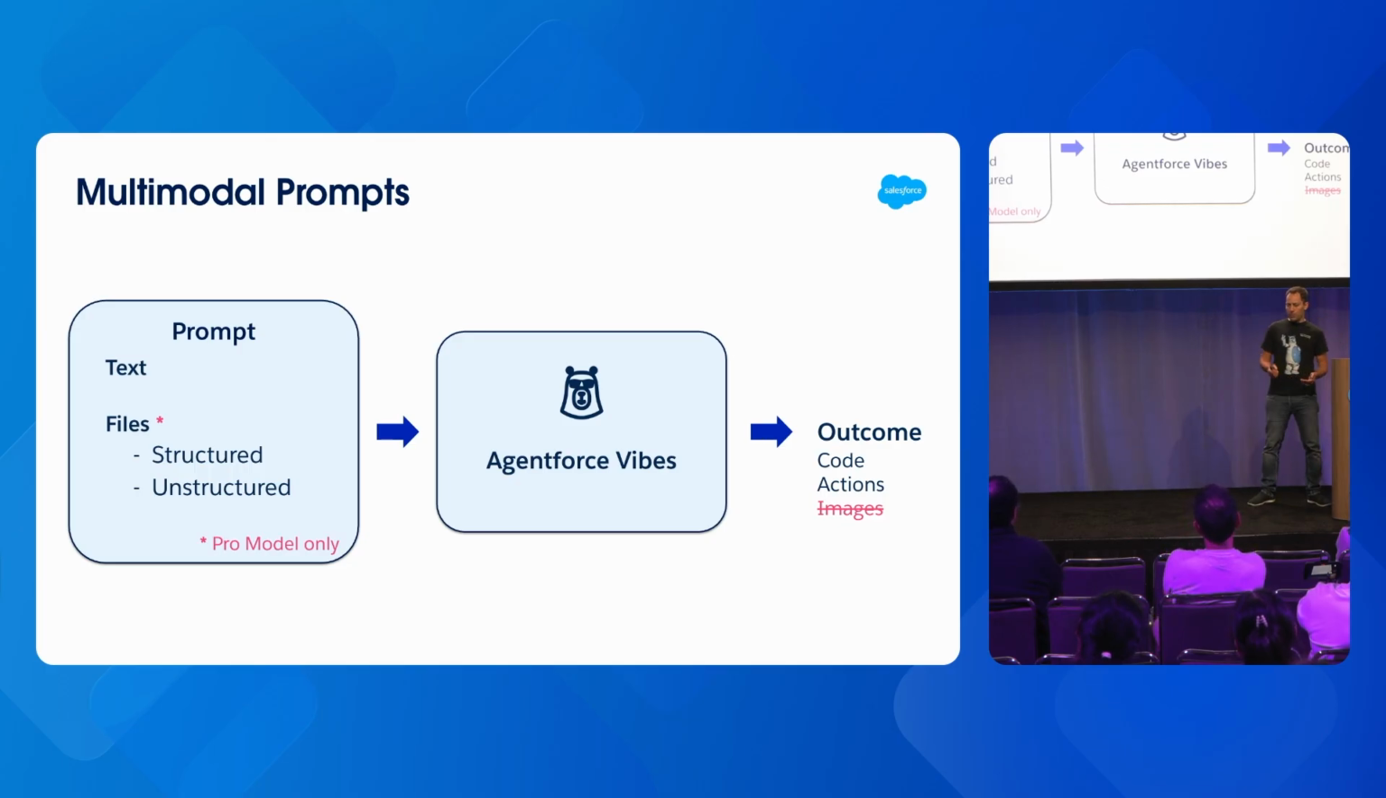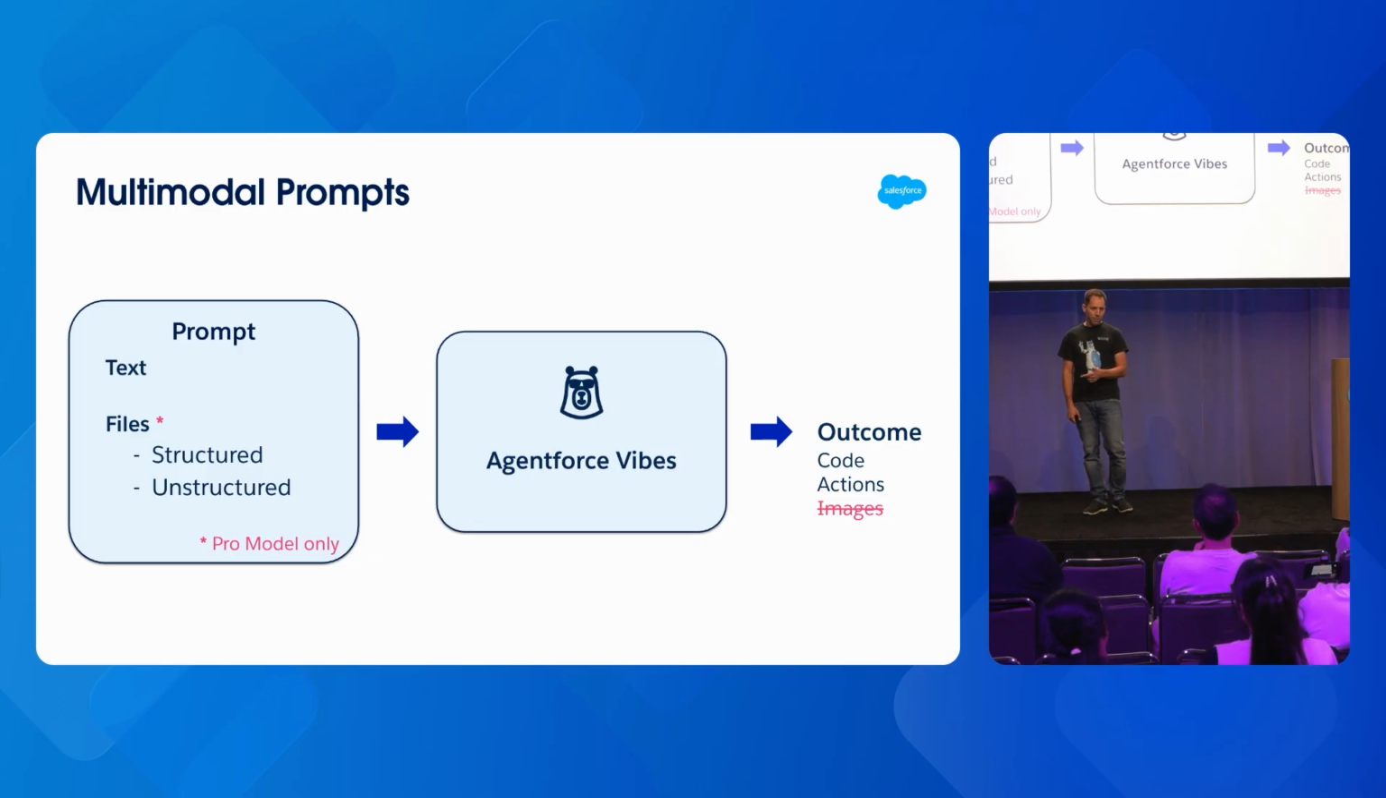If you're using the Pro model, you can actually use structured and unstructured files. So what does this mean? Structured files would be, for example, a CSV file. You can use a CSV file as part of your prompts. And you can use unstructured files, for example, a PDF or an image, to help you build a prompt.